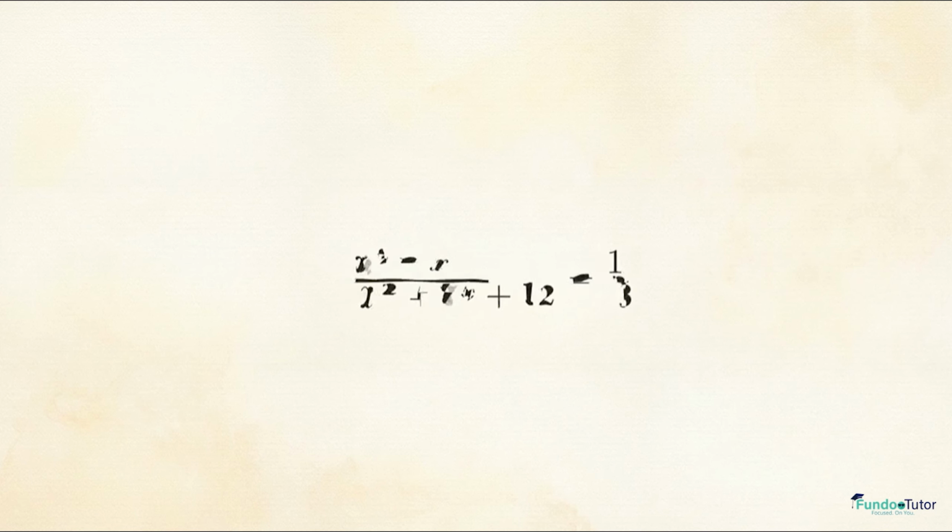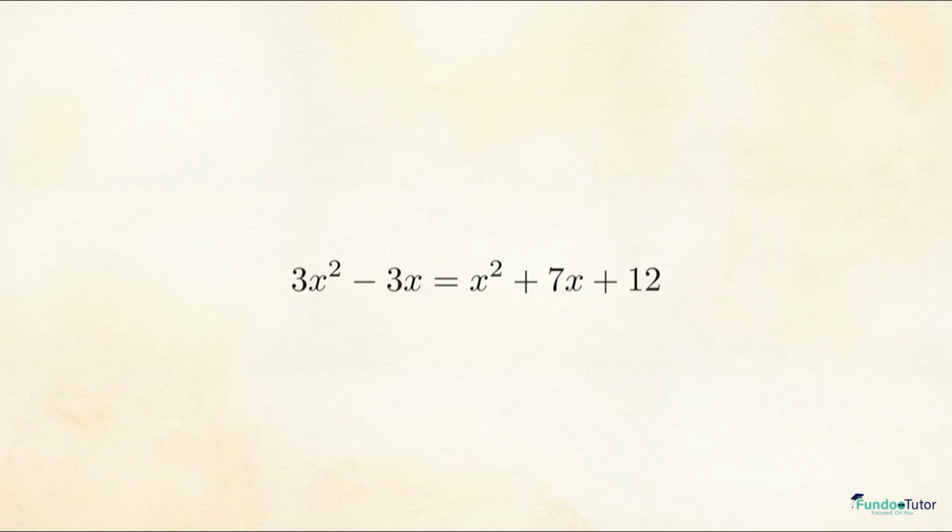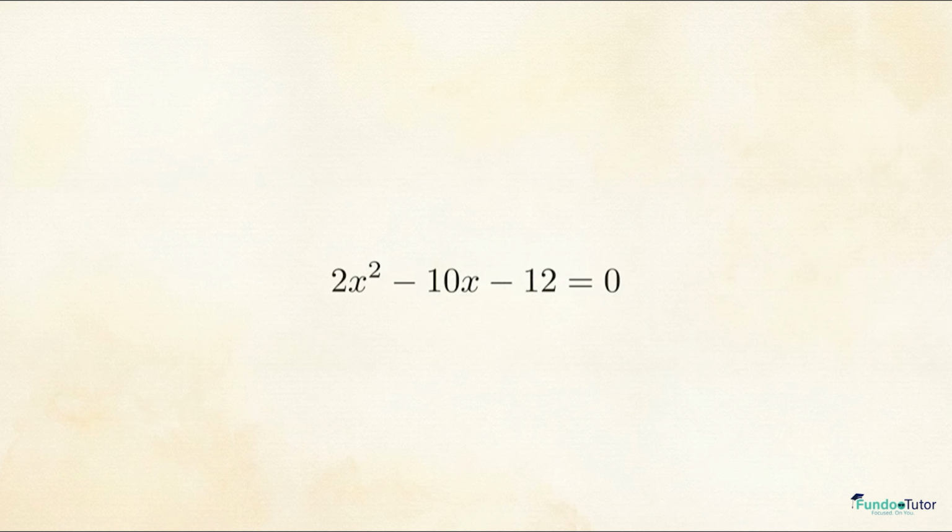By cross-multiplying the entire equation by 3, we move our variables to one side. This initially results in 2x squared minus 10x minus 12 equals 0. By dividing the entire equation by 2, we arrive at our simplified quadratic, x squared minus 5x minus 6 equals 0.